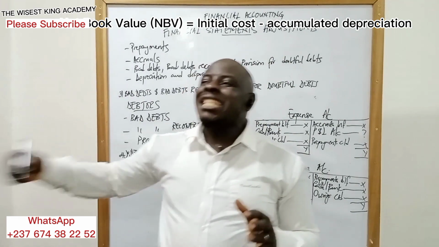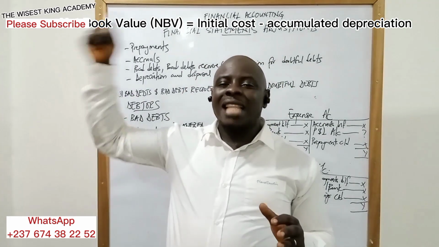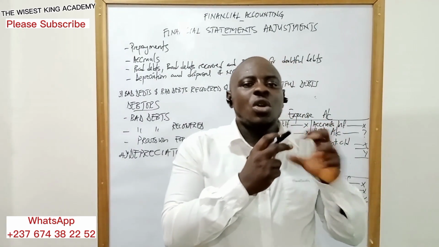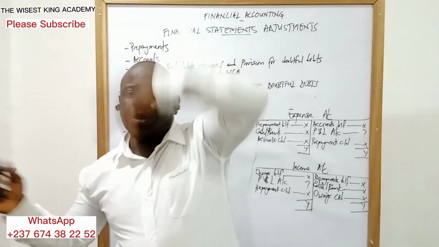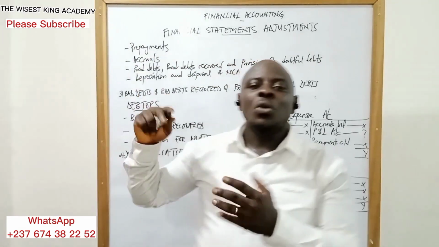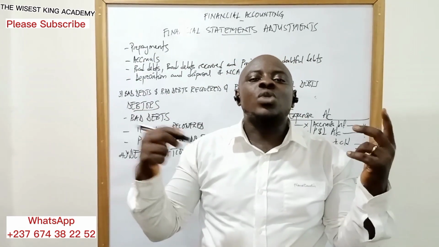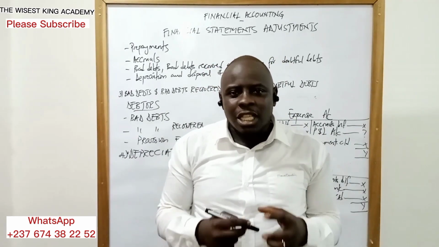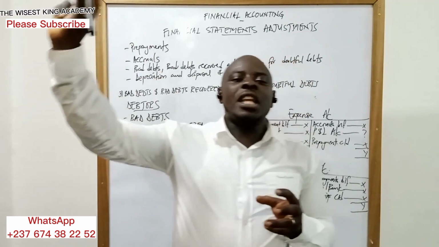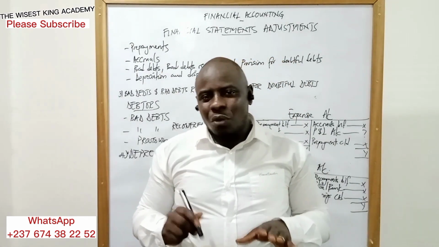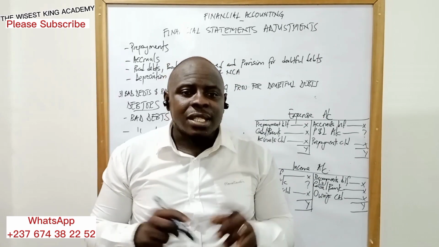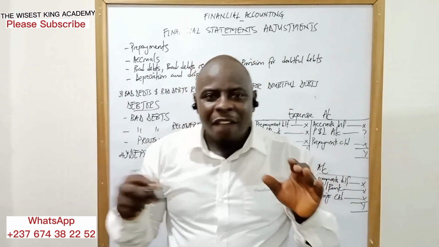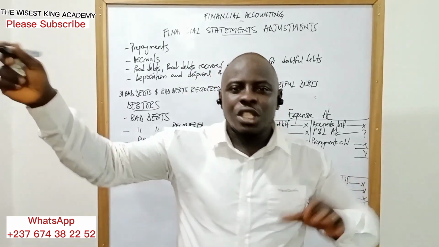So, the accumulated depreciation in the trial balance is that of the previous period. Now, when we calculate the depreciation of the present period, we need to add it to the accumulated depreciation of the previous period, which is in the trial balance. It is going to give us now the accumulated depreciation of the period. If we take the accumulated depreciation of the period and subtract it from the initial cost, we have the net book value of the period.